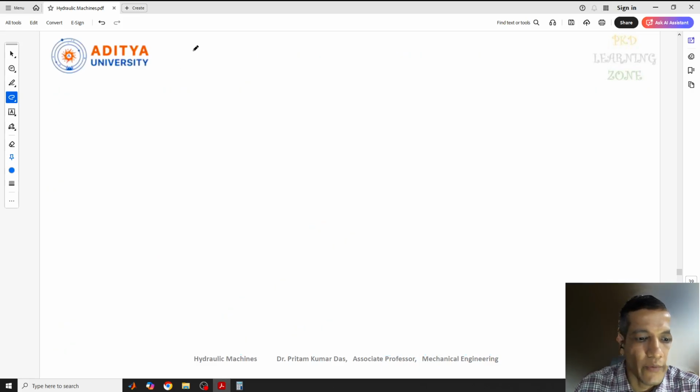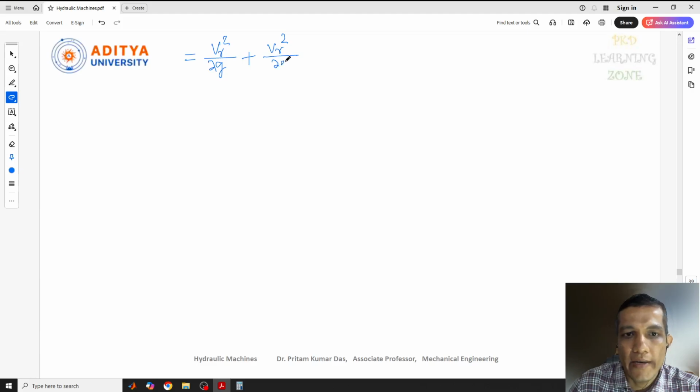So here again we need to find out the kinetic energy of the jet. We can write this as half m v squared, that is VR squared by 2g, plus the pipe losses we have already found, which is 0.1 VR squared by 2g. Now if you add these two things, taking VR squared by 2g common, we will have 1 plus 0.1.